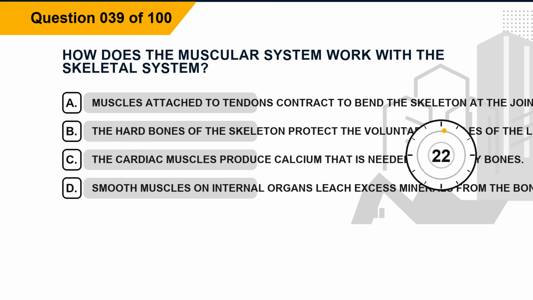Question 39. How does the muscular system work with the skeletal system? Option A. Muscles attached to tendons contract to bend the skeleton at the joints. Option B. The hard bones of the skeleton protect the voluntary muscles of the limbs. Option C. The cardiac muscles produce calcium that is needed for sturdy bones. Option D. Smooth muscles on internal organs leach excess minerals from the bones.